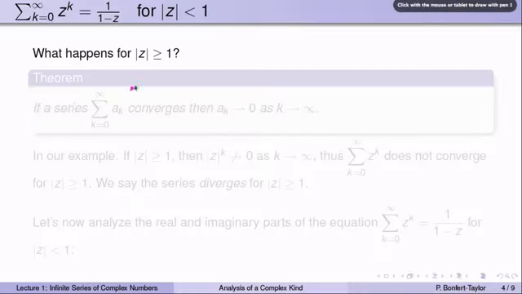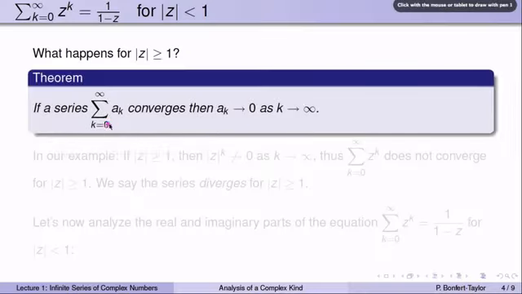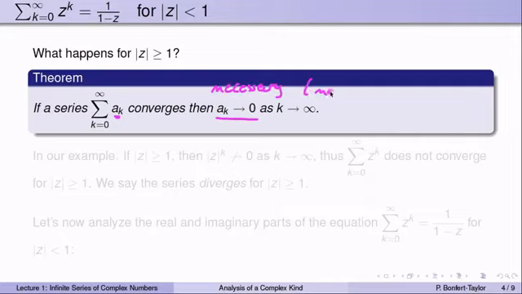So what happens when z is greater than or equal to 1? Here's a theorem. If a series converges, then these a_k's must go to 0 as k goes to infinity. So it's a necessary condition for the a_k's to go to 0 for the series to converge, but it's actually not sufficient. There are examples of series where the a_k terms do go to 0, yet the series does not converge. They don't go to 0 fast enough to make the series converge.